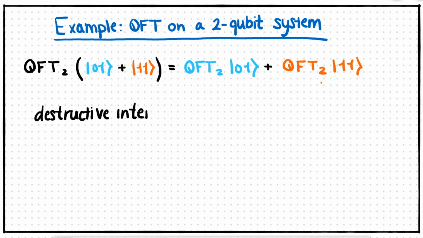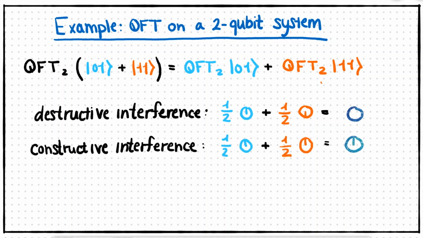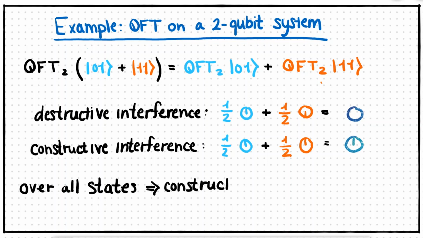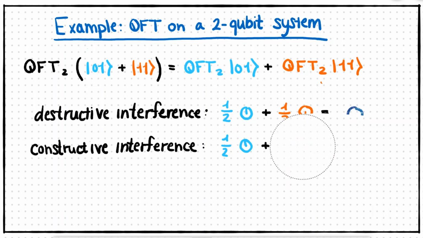In the example, we see that we get destructive interference in the second and fourth position, and we get constructive interference in the first and third position. After this, summing all the QFT outputs of the initial superposition, we see that the constructive interference occurs with a frequency f. Where do we go from here?